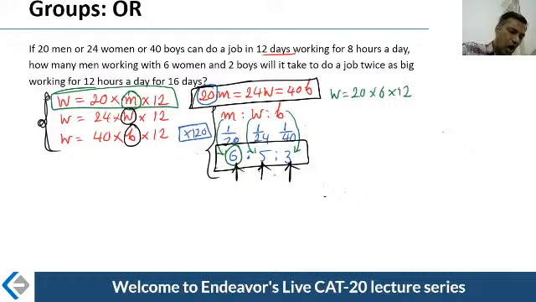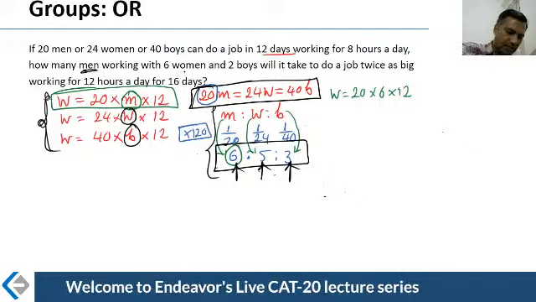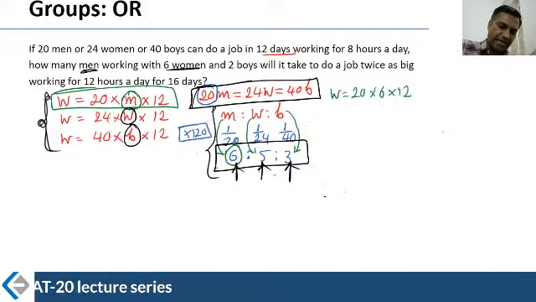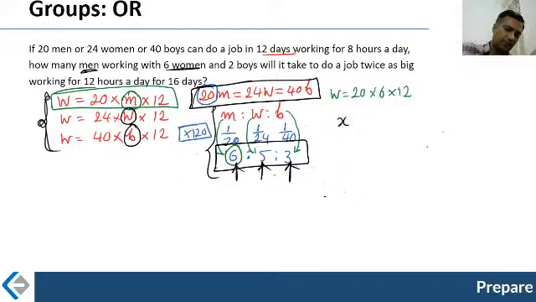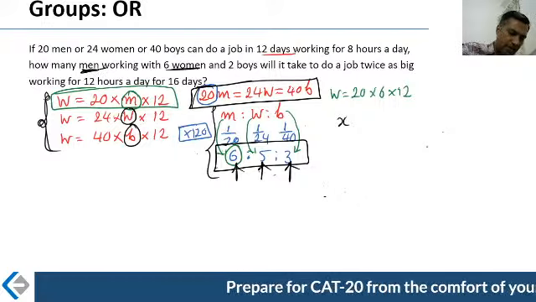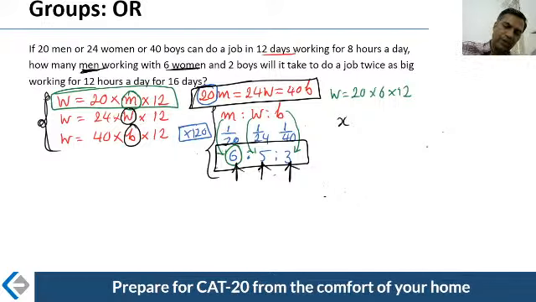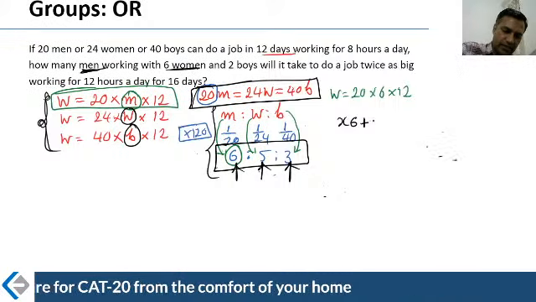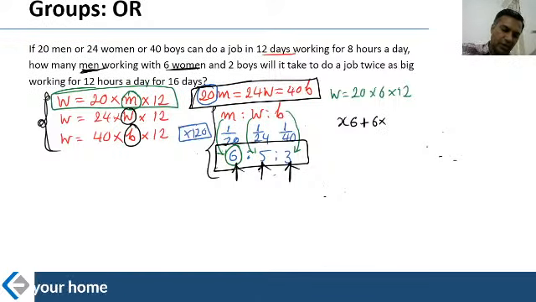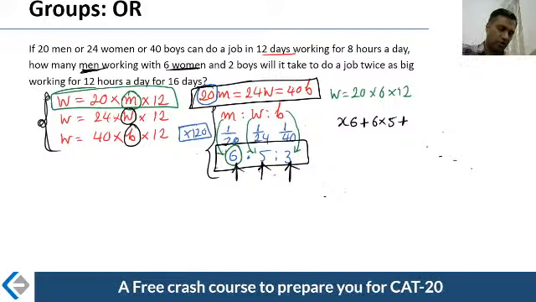Now the question is, how many men working with 6 women? Let us take it as X men. Let's come to this underlined part. How many men? X number of men. What is the efficiency of each man? 6. Efficiency of each man 6, plus working with 6 women. 6 into 6 is the number. What is the efficiency of each woman, guys? 5. So 6 into 5 is the contribution of women per day.